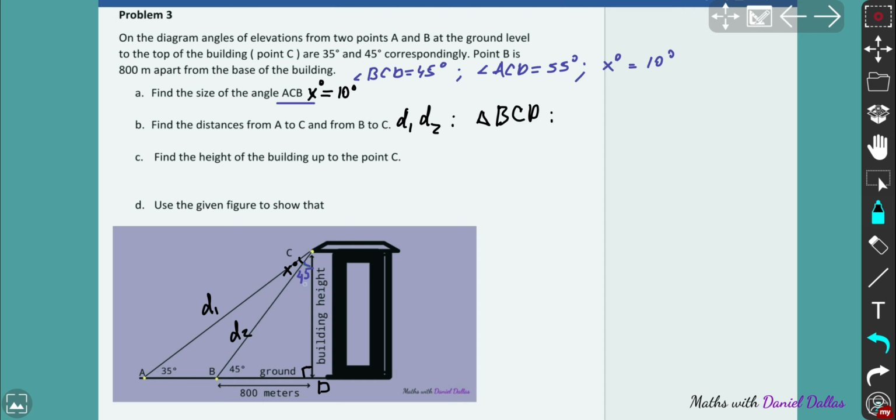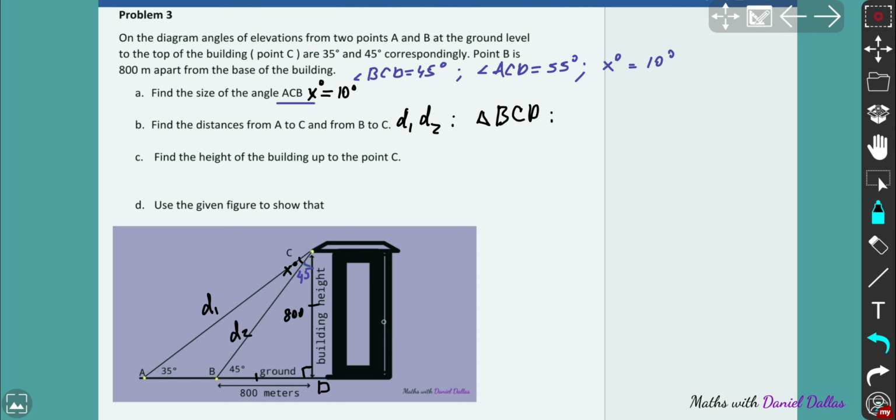So we can figure out that 800 meters, and because the 2 angles are 45, this triangle is isosceles, so we can say that those 2 legs are the same. So that's why the height, which is here, is also 800 meters. 800 meters. Wow, that's a really tall building, like a skyscraper.